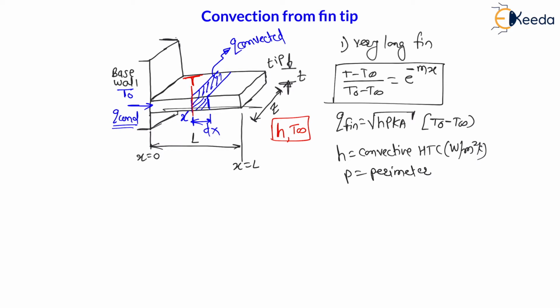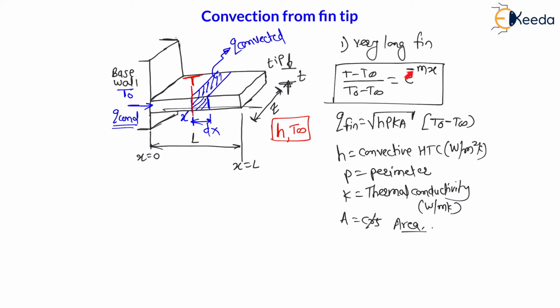Then K is the thermal conductivity of fin material, in watt per meter Kelvin. A is the cross-sectional area of the fin, that we have seen. And here T naught is the base wall temperature, T infinity is the surrounding fluid temperature, right?